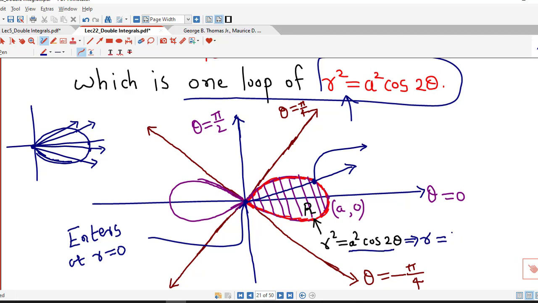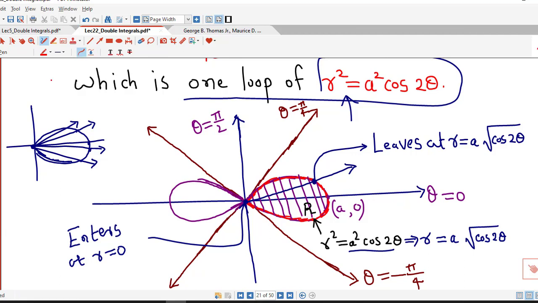If we take square root on both sides, we have r equal to square root of a square cos 2 theta, which is r equal to a into square root of cos 2 theta. We always consider r as positive, so r equal to a times square root of cosine of 2 theta.